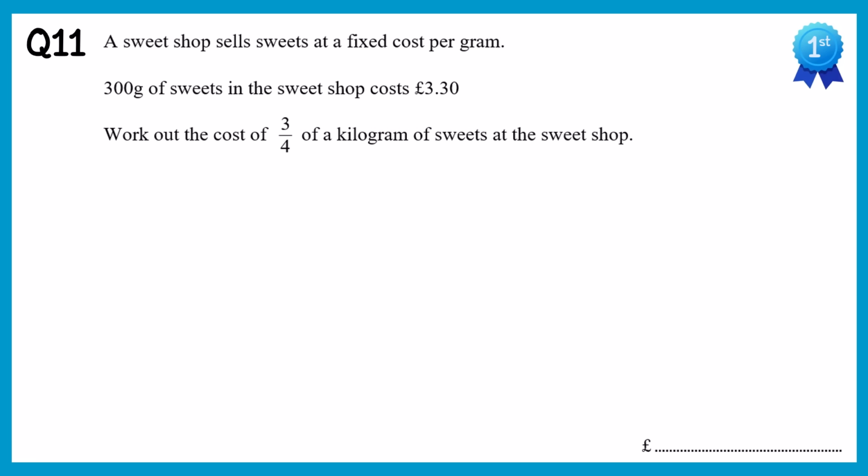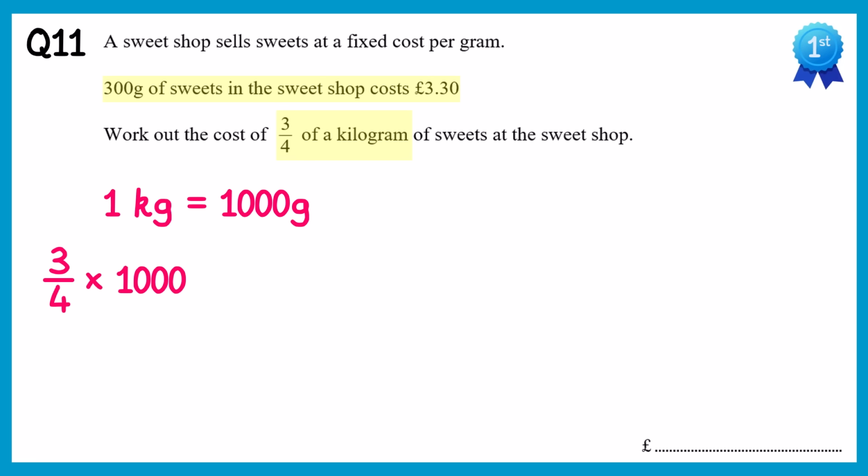In this question, we're told that 300 grams of sweets cost £3.30, and we need to work out the cost of 3/4 of a kilogram of sweets. 1 kilogram is the same as 1,000 grams, so 3/4 of a kilogram is the same as 3/4 of 1,000. To work this out, you could type 3/4 times 1,000 into your calculator, and it'll give you 750 grams. So where it says 3/4 of 1 kilogram, that's just another way of saying 750 grams.